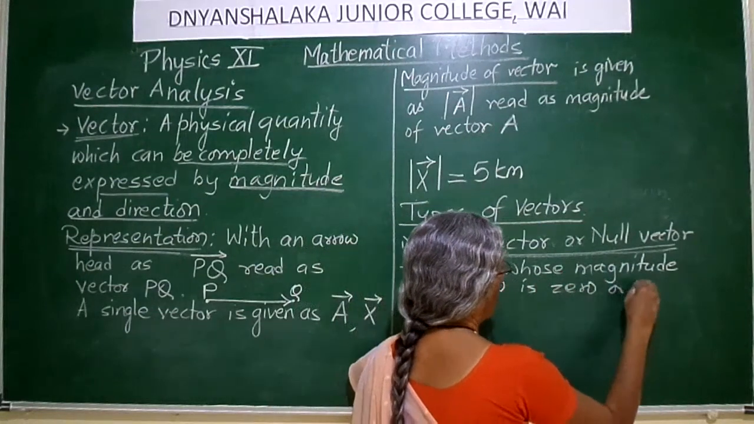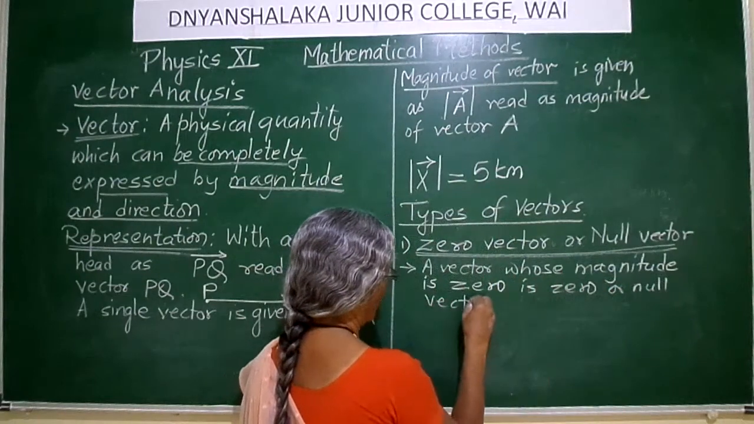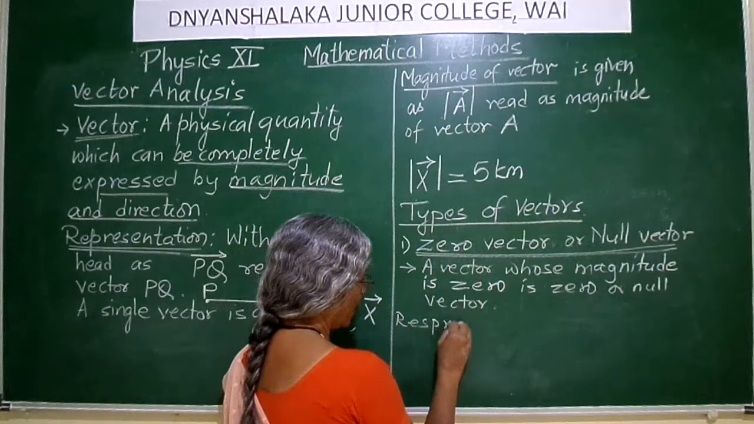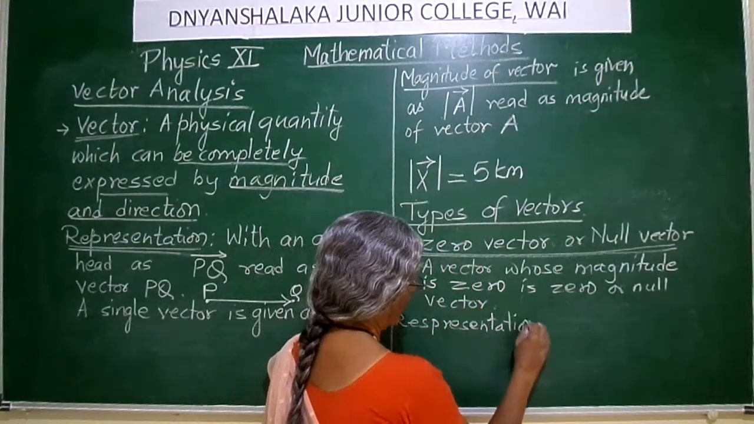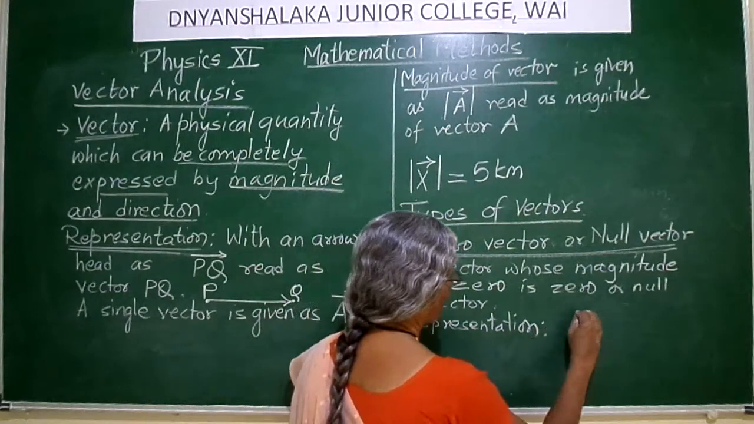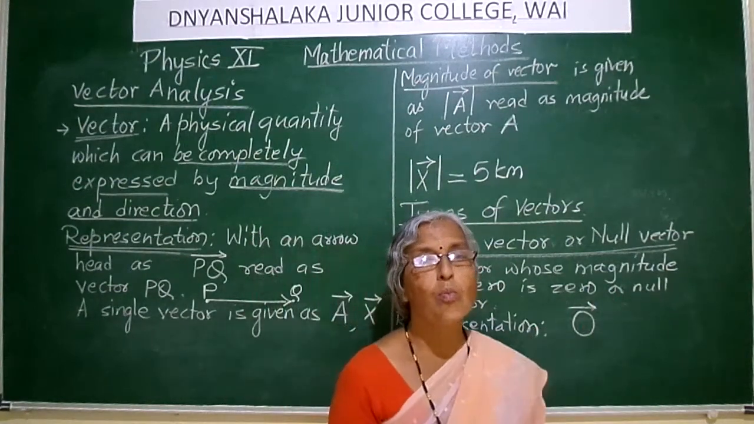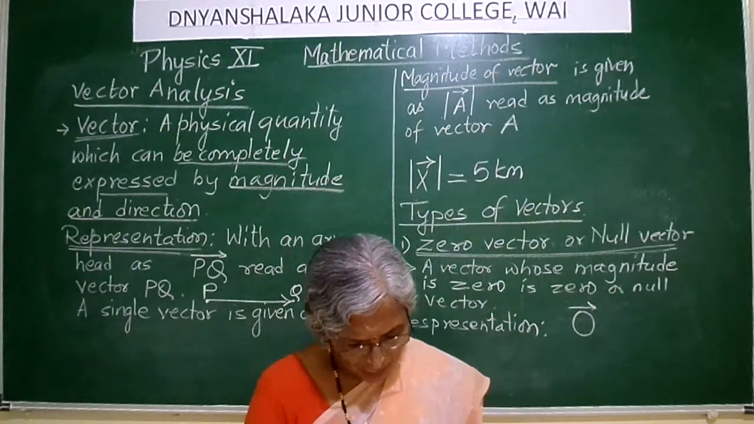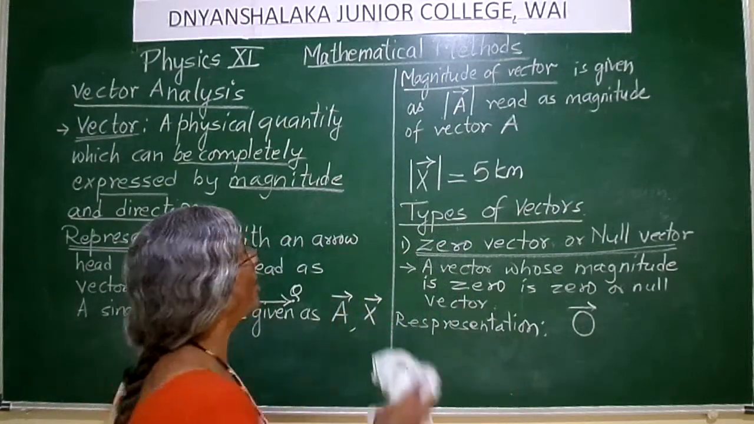0 or null vector. Okay, how do we represent it? Representation. This is the representation. So I am going to read it as zero vector or null vector. Okay, now what are the examples of this zero vector or null vector?